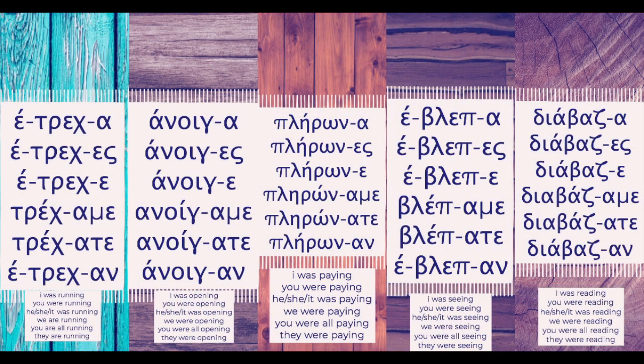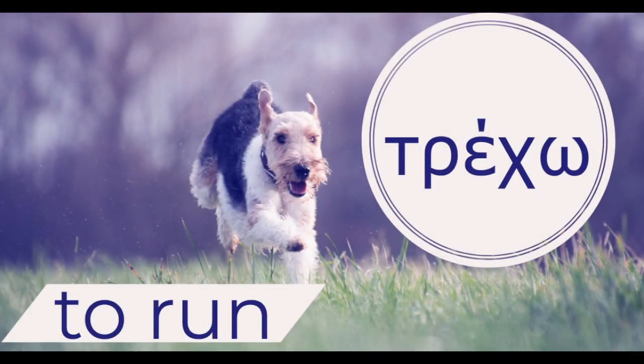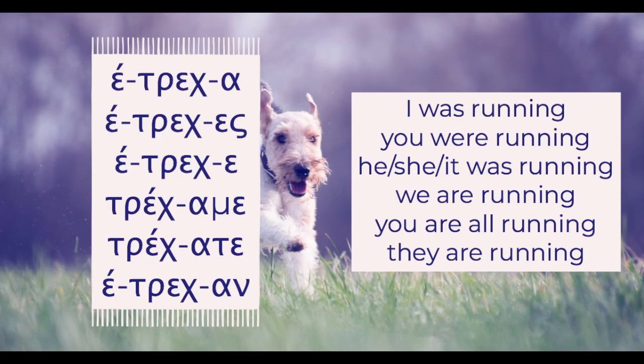Now, moving on to verbs, we're going to have a look at 5 verbs in this video. The verb I run, I open, I pay, I see, and I read. First one is I run. Initially, it's τρέχω. It has 2 syllables. We need to add an extra epsilon in front and move the stress 1 syllable to the left. Έτρεχα, έτρεχες, έτρεχε, τρέχαμε, τρέχατε, έτρεχαν.